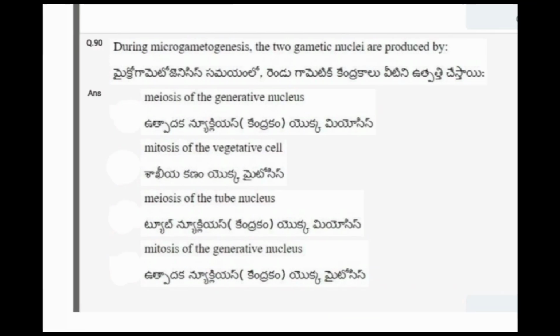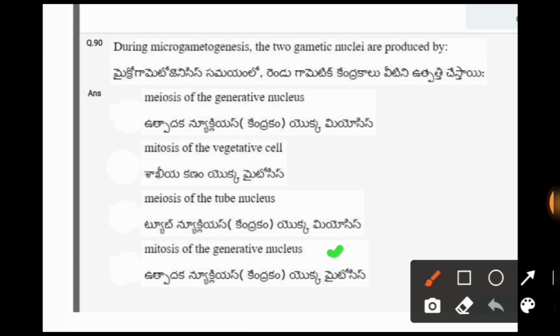Next question. During microgametogenesis, the two gametic nuclei are produced by. The options are meiosis of the generative nucleus, mitosis of the vegetative nucleus, meiosis of the tube nucleus, mitosis of the generative nucleus. The correct option is the fourth one, that is mitosis of the generative nucleus. Next question.